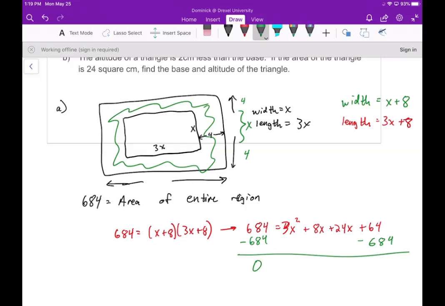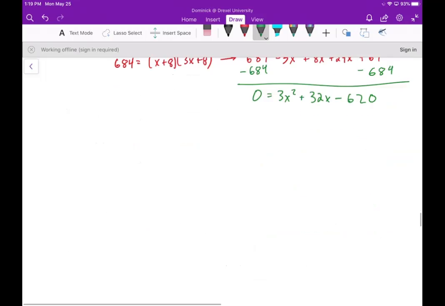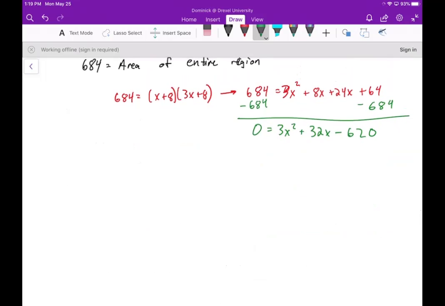And then we get that 0 is equal to 3x squared plus 32x, and let's see, if we do 64 minus 684, we should get a minus 620. Okay. So now in this case, it's not entirely obvious what this would factor to, if it can be factored. So let's go ahead and use the quadratic formula.